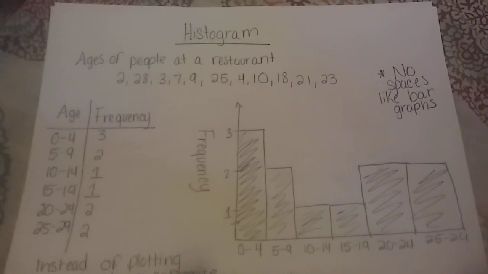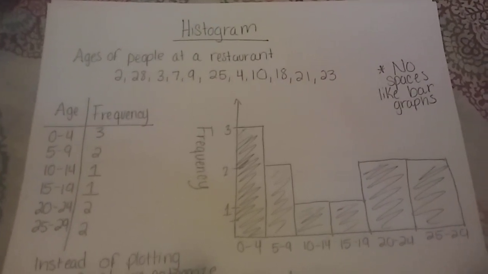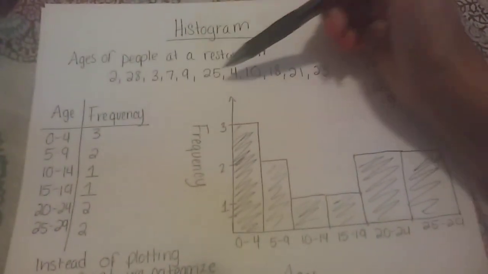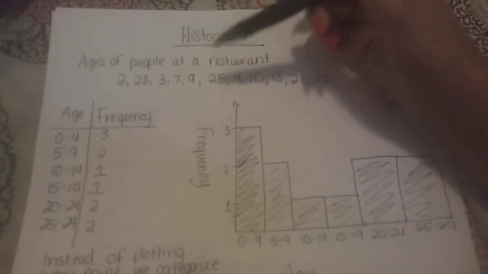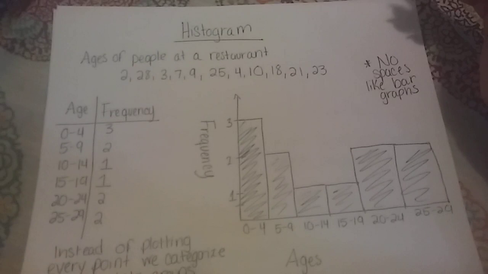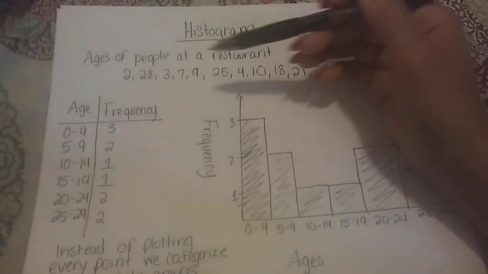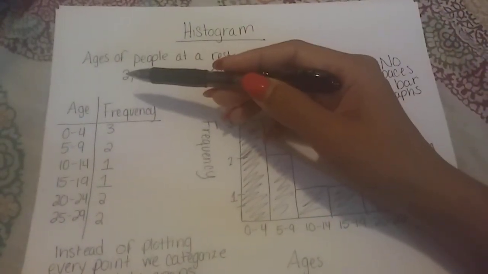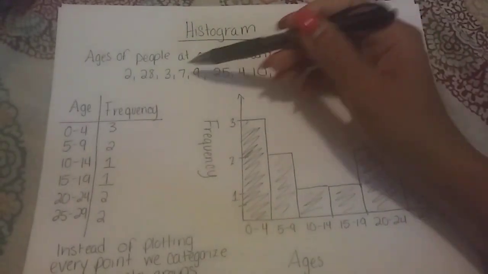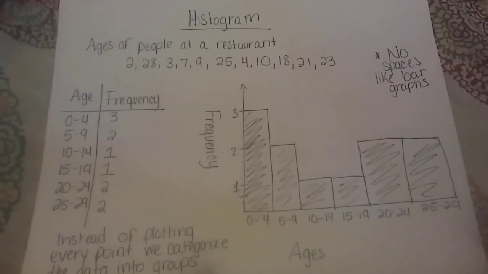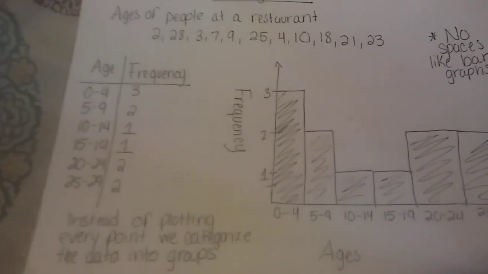Let's say you were doing a survey on all the ages of people at a restaurant, and you go ahead and write all the ages. So these are all the ages that you have. You're going to first take these ages and make a chart out of them. You want to group them. You're always going to go to the lowest number. We see that we have a range from 2, and the highest number is, let's see, 28. So 2 and 28. We're going to want to break that up.